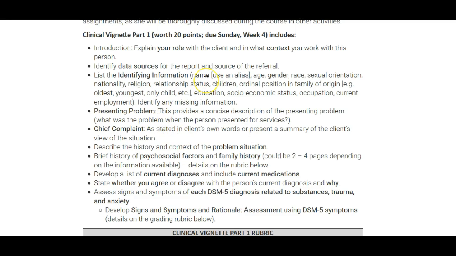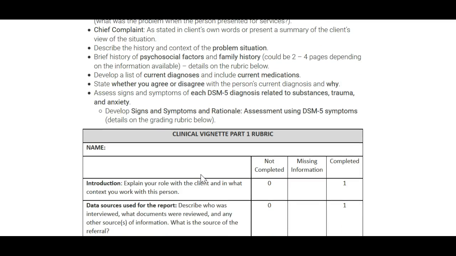So when you list this brief history, you want to go into, again, like the biological, social, psychological, and environmental factors here, but you don't have to write a soap opera. If you have any questions about that, let me know. Develop a list of current diagnoses and include current medications.